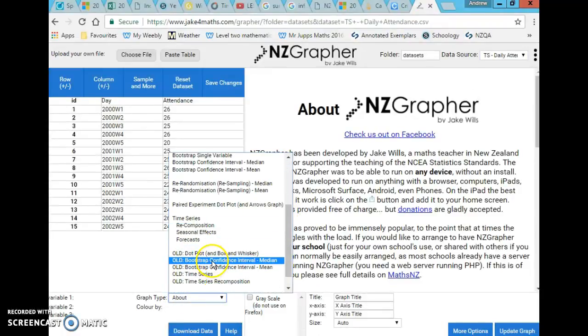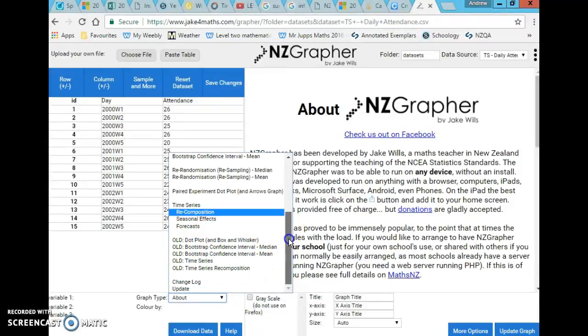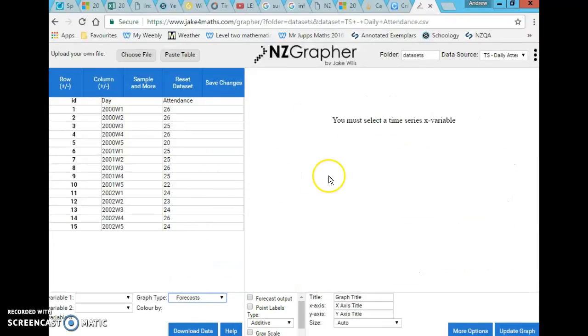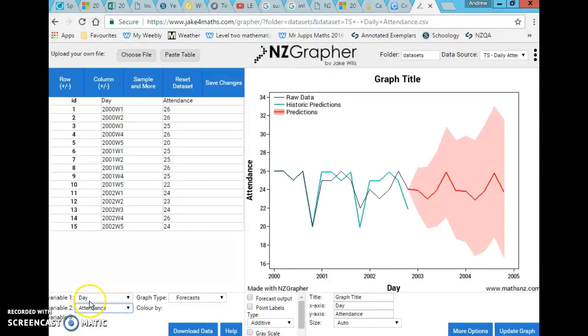Don't click on any of this old stuff, will you? Yeah, don't click old time series, but forecasts, change the variable 1 to the time. Well, that's poor as well, isn't it? That interval is getting wider and wider and wider.